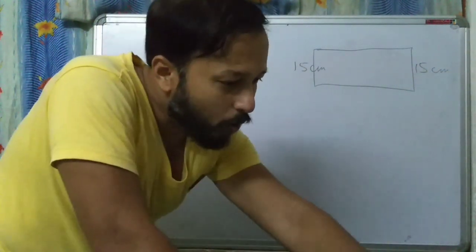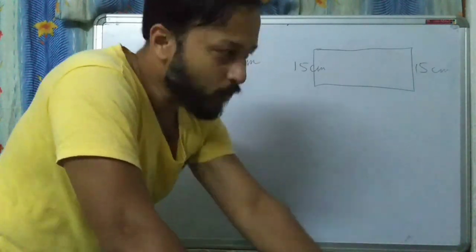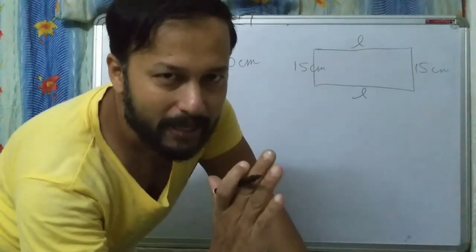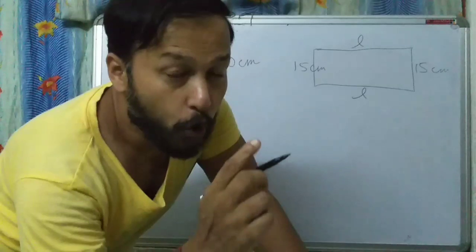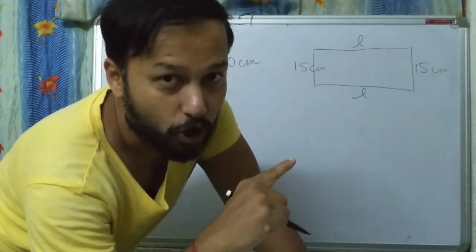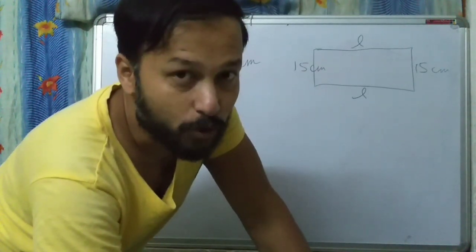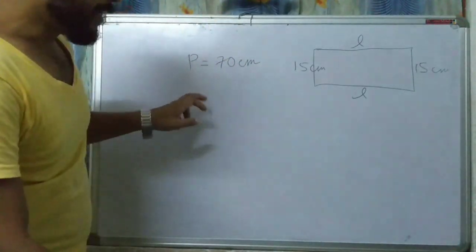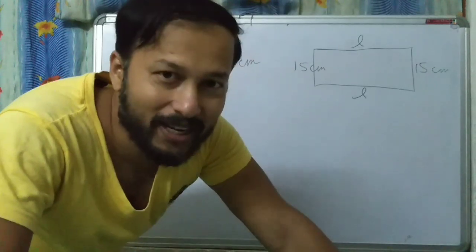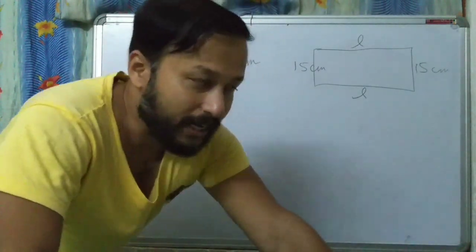Now we have to find its length. So, simple sum. A rectangle is given whose length is not given, breadth is given, perimeter is also given. So we'll find the length. Let's see how to find the length. What is the formula of perimeter? Yes, 2l plus 2b. We already discussed that 2l plus 2b is the perimeter of a rectangle.